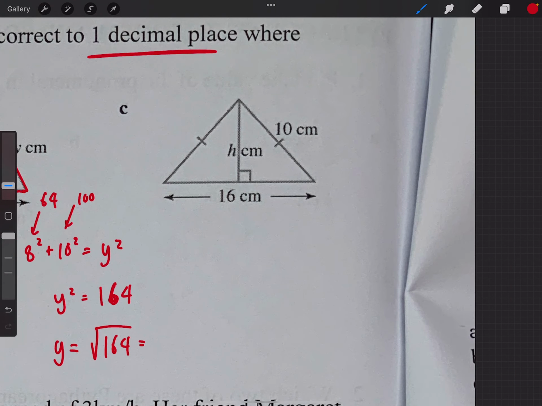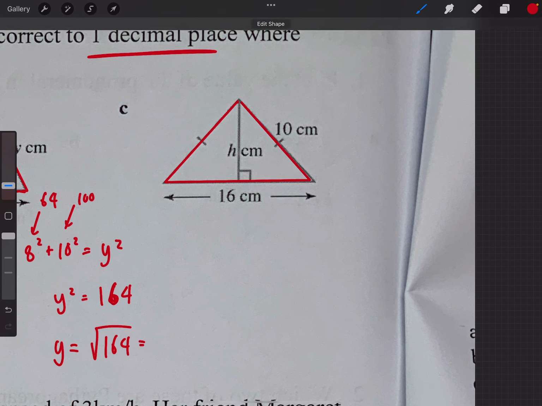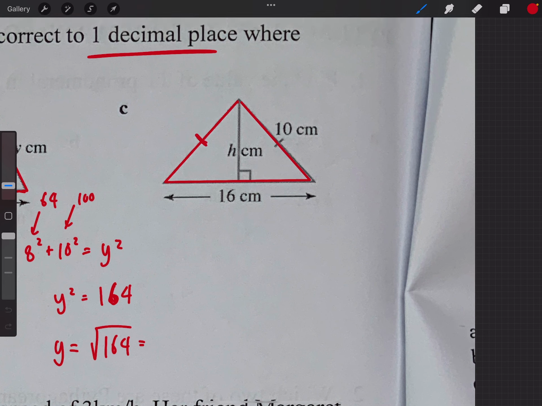Next question. Here we have an isosceles triangle, and I can tell that because this length is equal to this length. When you draw a line from the top of the triangle to the base, you divide this length into 2. This happens with isosceles triangles. So if this is 16, then this must be 8.